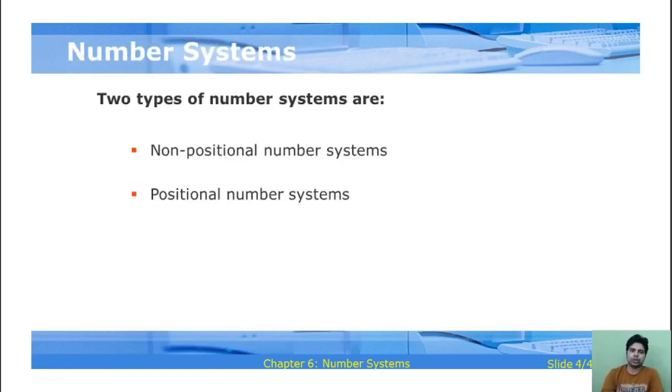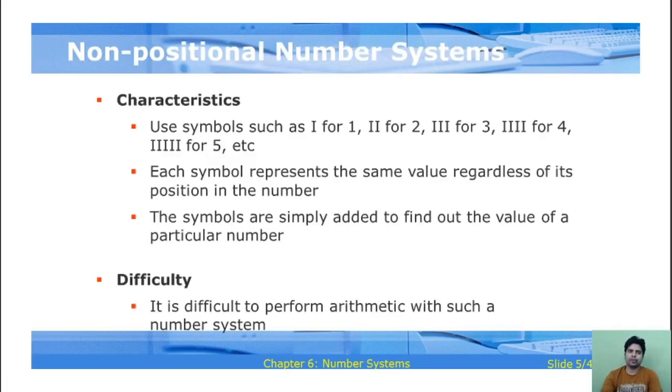Two types of number systems are there. The first one is the non-positional number system, and the second one is the positional number system. Now we will discuss the non-positional number system. Just see this slide. The characteristics: it uses symbols such as I for first, II for two, these are Roman numbers, III for three, IV for four, V for five, etc. Each symbol represents the same value regardless of its position in the number.